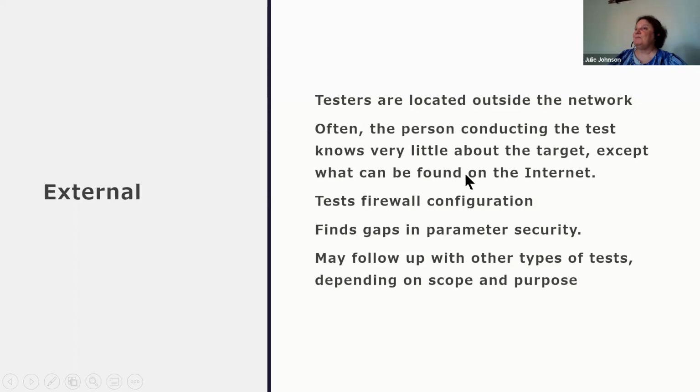External tests start from outside the network, and that, in the majority of cases, most closely mimics what an adversary would do, because they will be outside the network initially and have to find a way in. It's in some ways the most involved type of penetration test, but also the most realistic. It finds the gaps in the perimeter security and then finds out once inside what can be accessed and followed up.